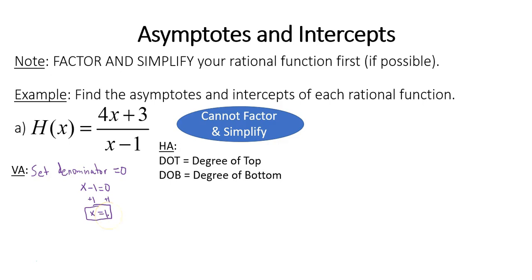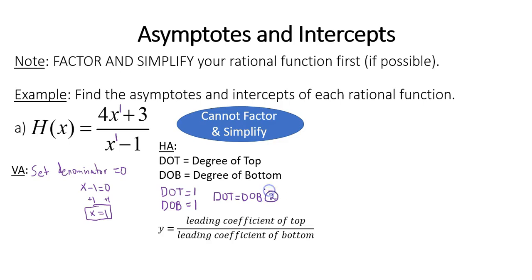Next, horizontal asymptote, we have to compare the degrees. DOT will represent degree of top, and DOB will represent degree of bottom. I did that so we can save a little bit of writing time. The degree of the top, or degree of the numerator, is, well, the highest power on the variable in the numerator, which is 1. And the highest power on the variable in the denominator is also 1. So the two degrees are equal. So you have to figure out which case talks about what to do when the degrees are equal. That would be case two.